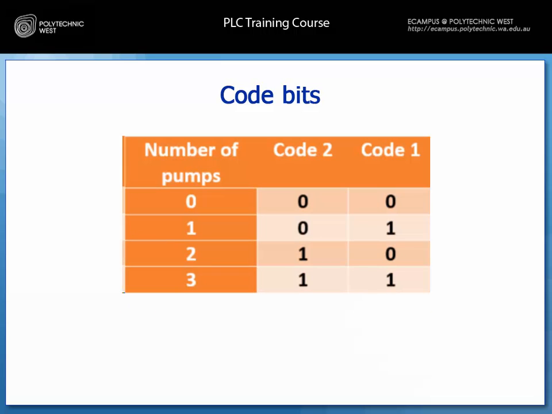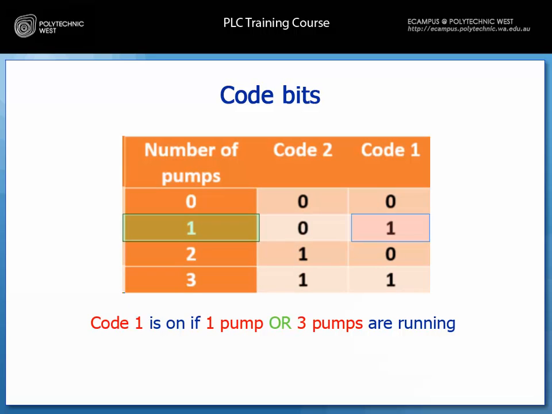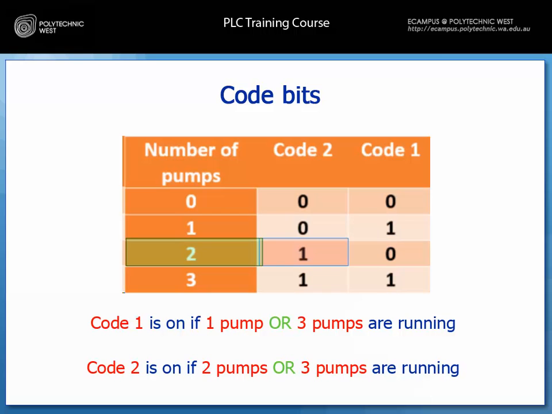The output code 1 comes on when 1 pump or 3 pumps are running. The output code 2 comes on when 2 pumps or 3 pumps are running. Note that we are not specifying which pumps, just the number. All possible combinations need to be catered for. We can create 3 internal relays called 1 pump, 2 pumps, 3 pumps.